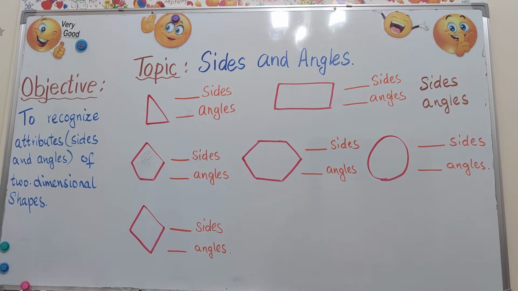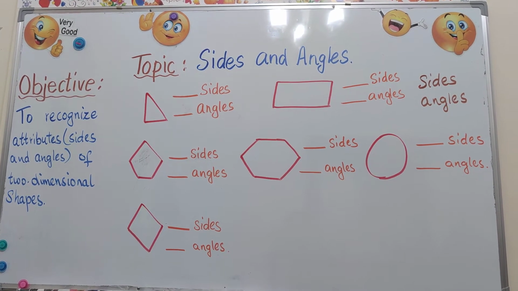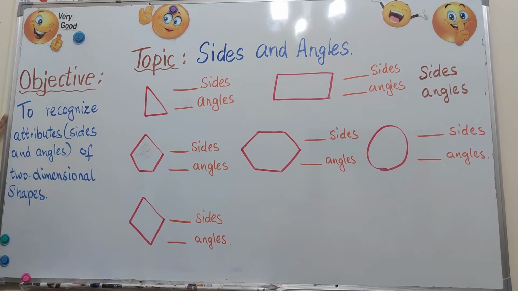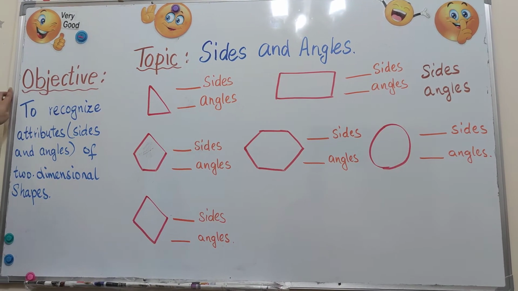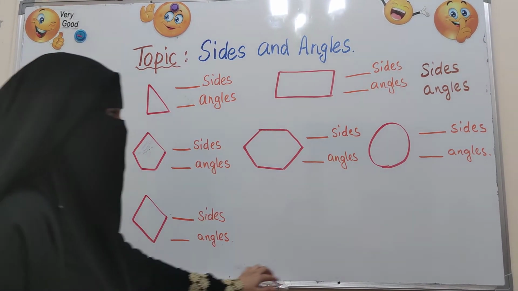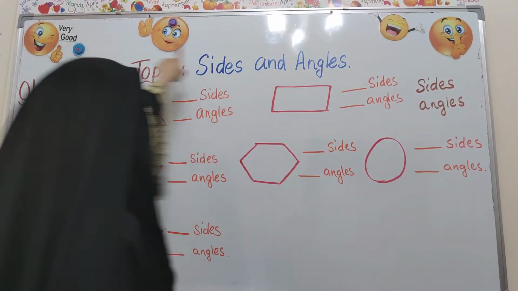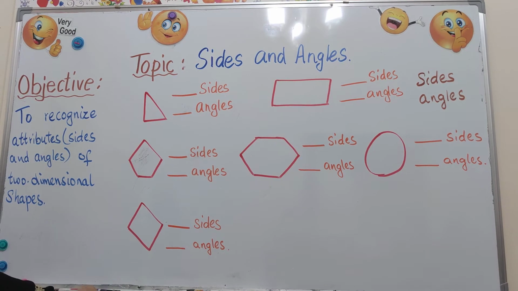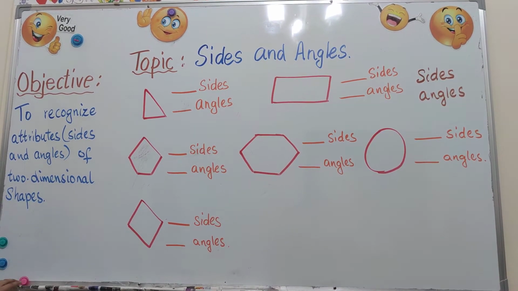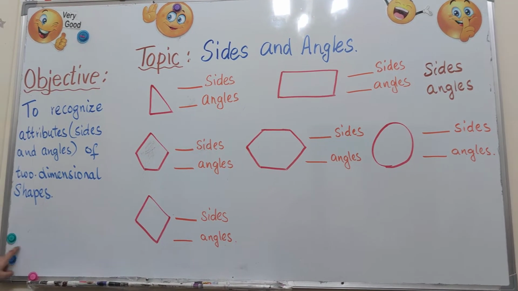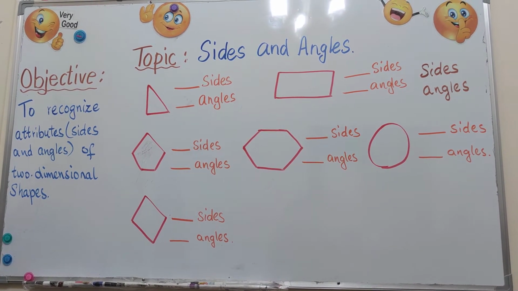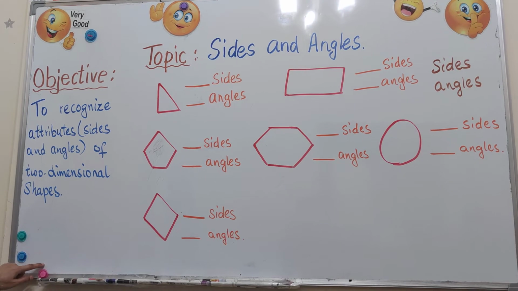Now let us see about the sides. What's the meaning of a side? Now for this board, this is a side. I have 1, 2, 3 and 4 sides for the board. So these are called sides. Now whereas the angle means in the corner I have the two lines meeting. So this is making an angle.